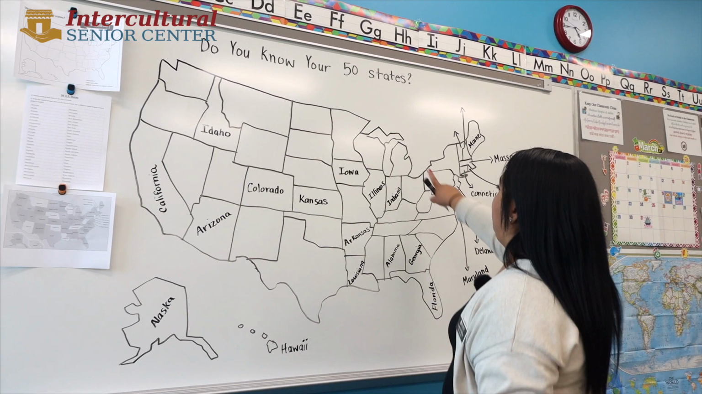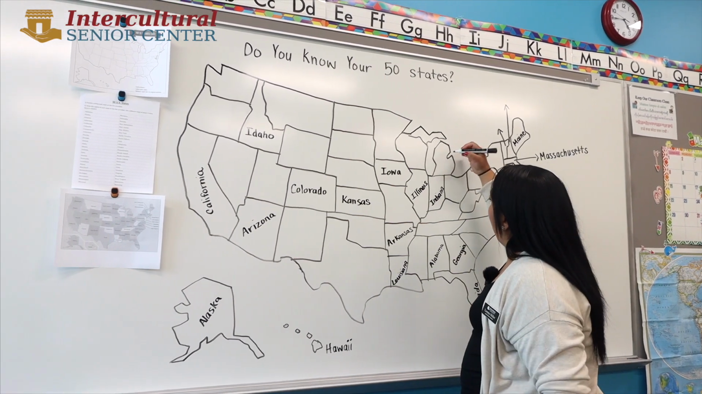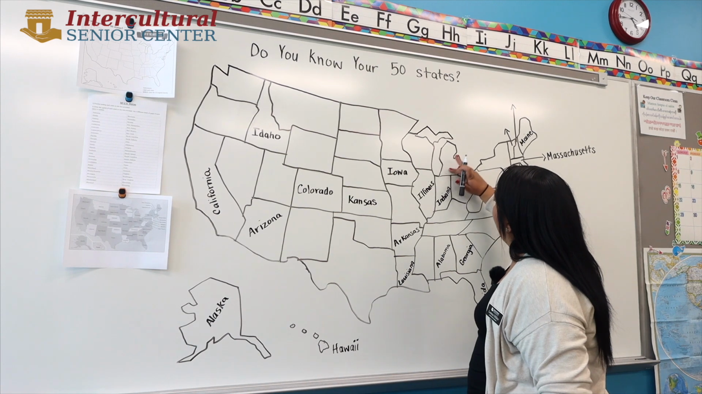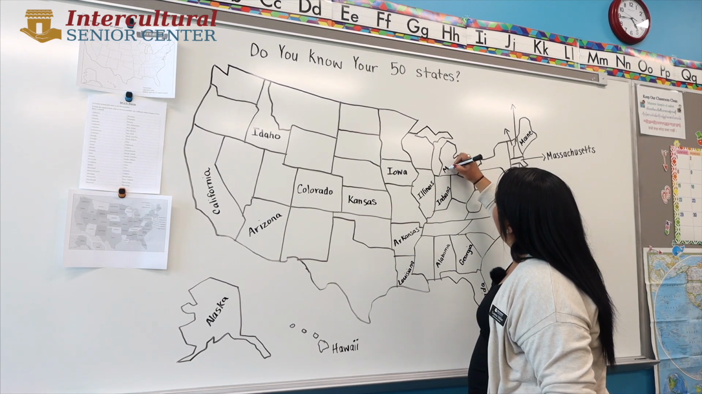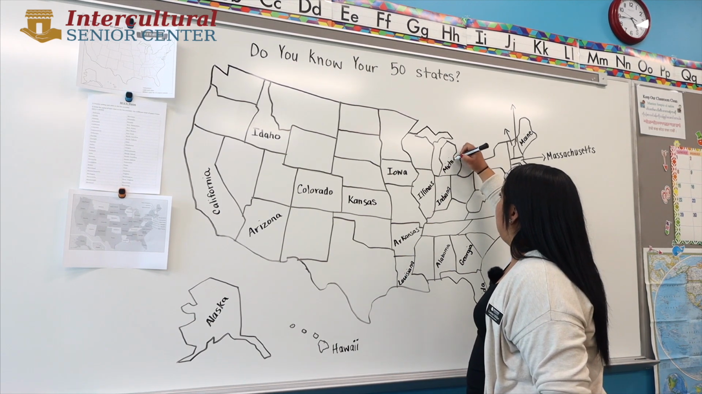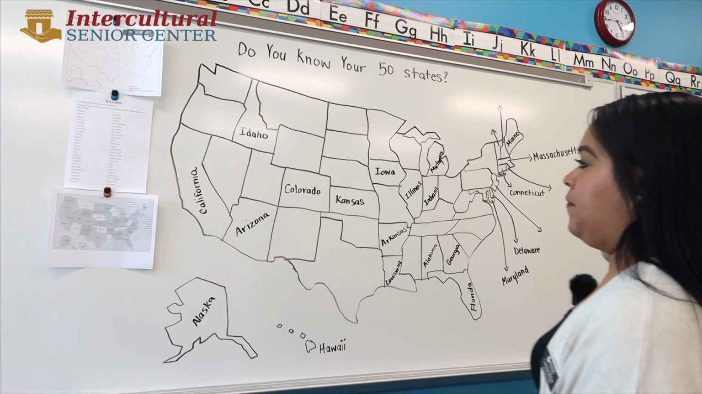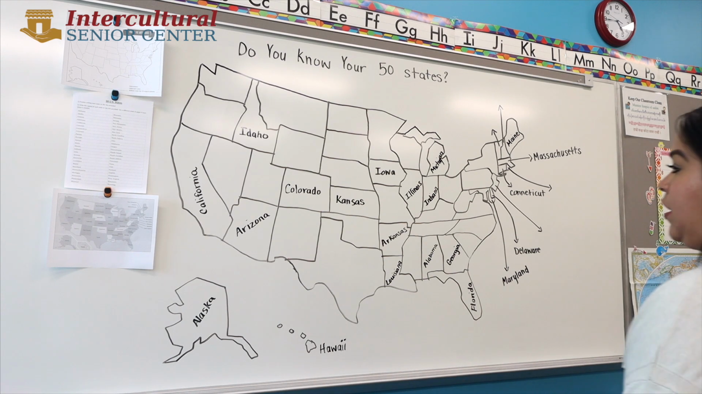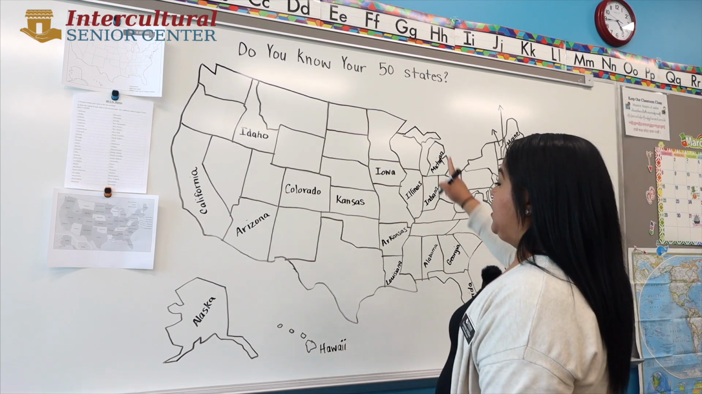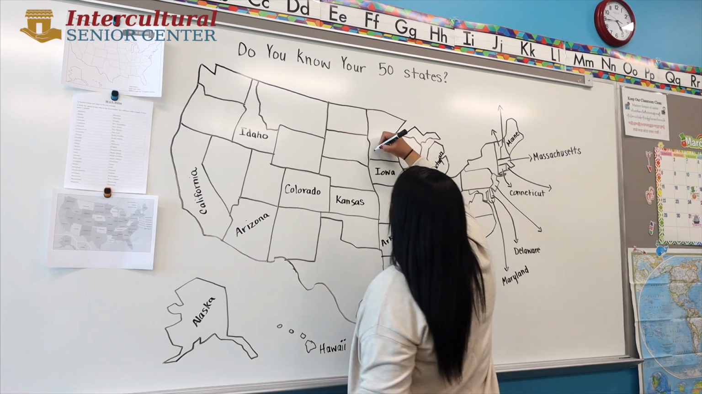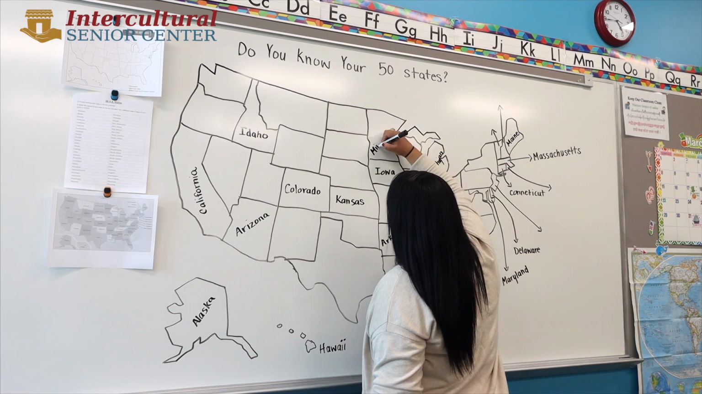Michigan is right up here by Lake Michigan. Oh, sorry, I was writing Lake Michigan. Just Michigan. We're talking about the state. Michigan. Minnesota. Minnesota is up towards the top, almost getting to Canada. So Minnesota is right here above Iowa.